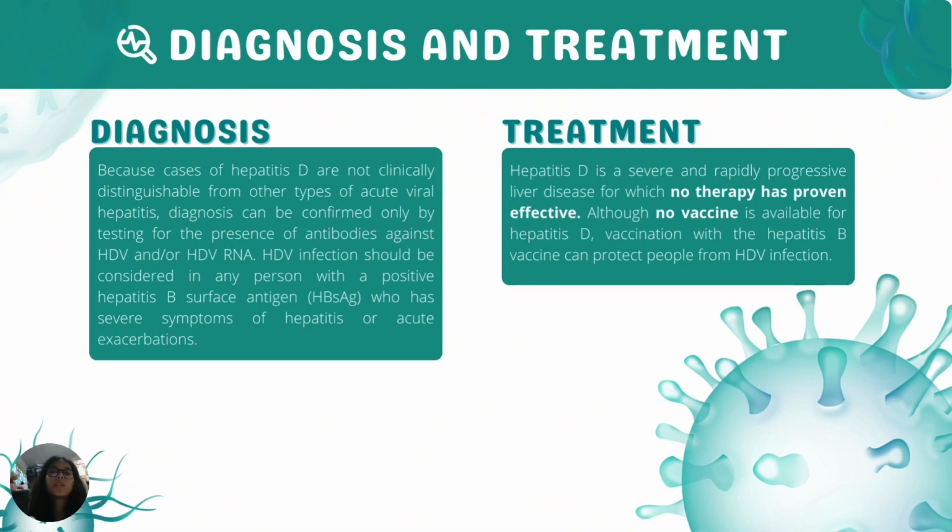Similar to the hepatitis A virus, hepatitis E is transmitted primarily by the fecal-oral route, while person-to-person transmission is rare. And as I mentioned, drinking contaminated water and eating contaminated food is how you get hepatitis E virus.